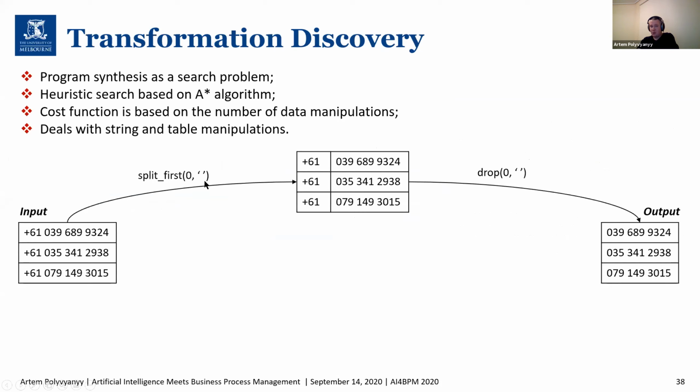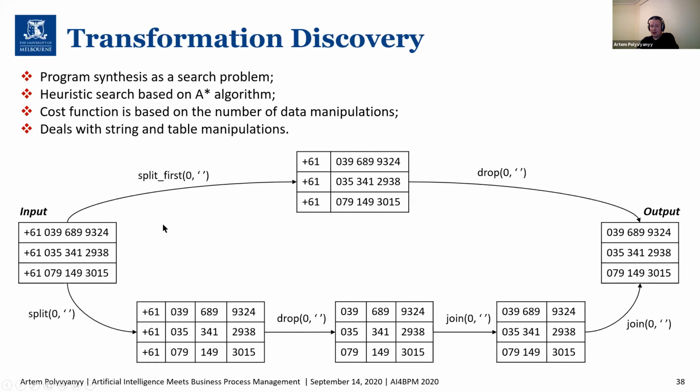Here, we need to split the input, the phone, based on the space character. We want to do this based on the first space character, so we have the country code separate from the rest, and then we need to drop element 0 to get the output. This is one way of achieving the output from the input. Another way is that we split the input based on space, so we do the big splitting of all the parts. We drop the country code, element 0, and then we join once, joining the first and second column, and then joining the two remaining columns and arriving at the output.